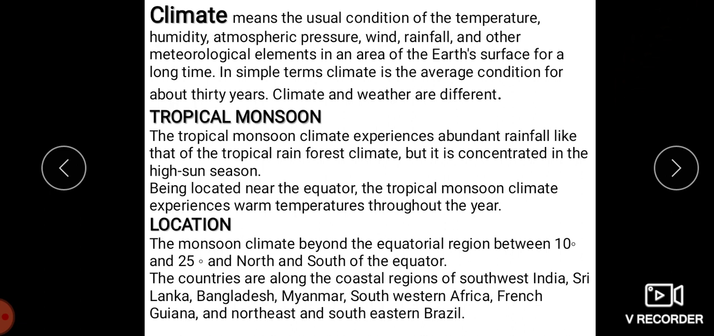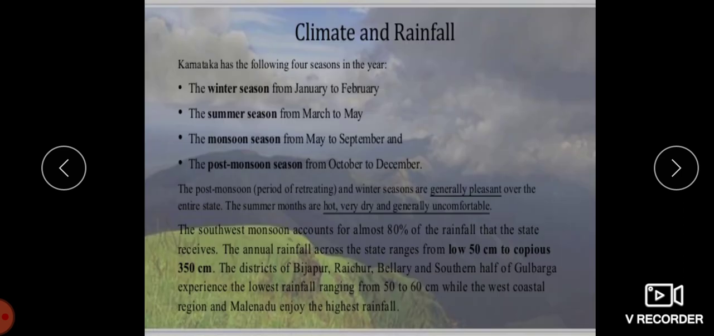Now we will move on to the location. The monsoon climate is found beyond the equatorial region, between 10 degrees and 25 degrees north and south of the equator. The countries are along the coastal regions of southwest India, Sri Lanka, Bangladesh, Myanmar, southwestern Africa, French Guyana, and northeast and southeast Brazil.